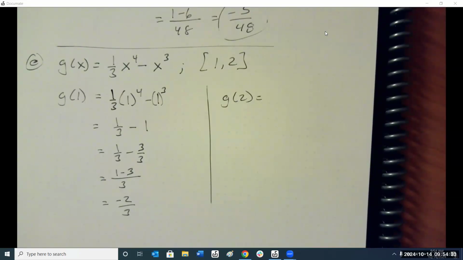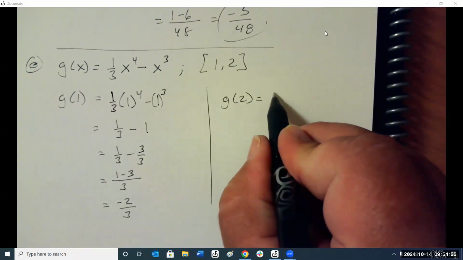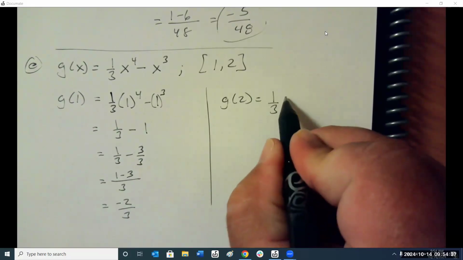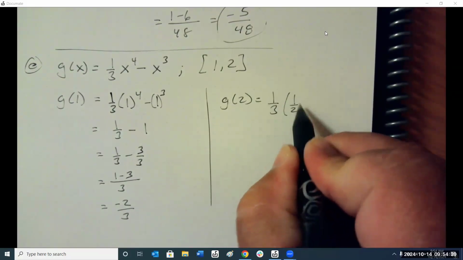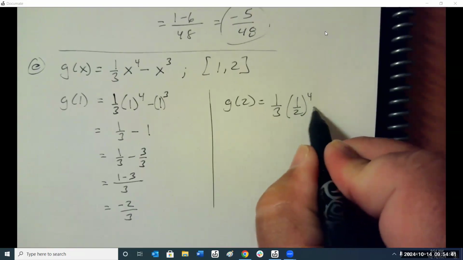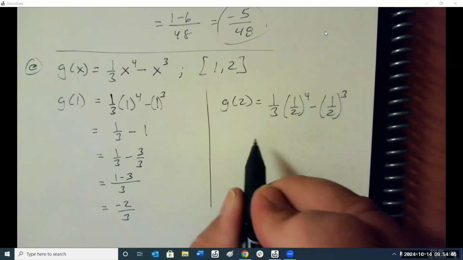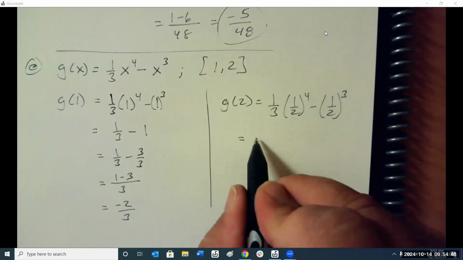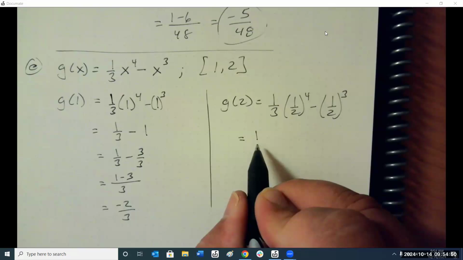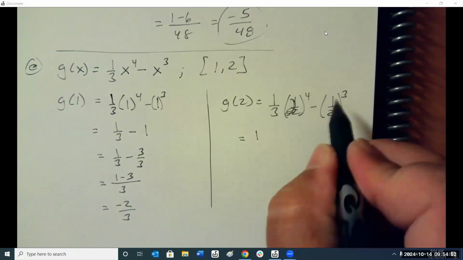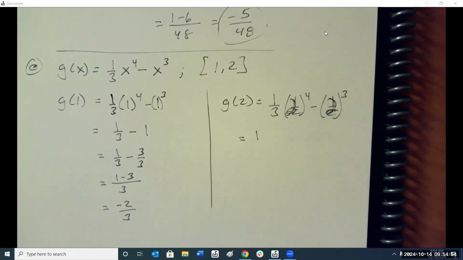And if we put 2 in, 1/3 times 2 to the fourth, minus 2 to the third. Wait, why are we putting it as 1/2? 2. Whoa, we can get away from fractions.